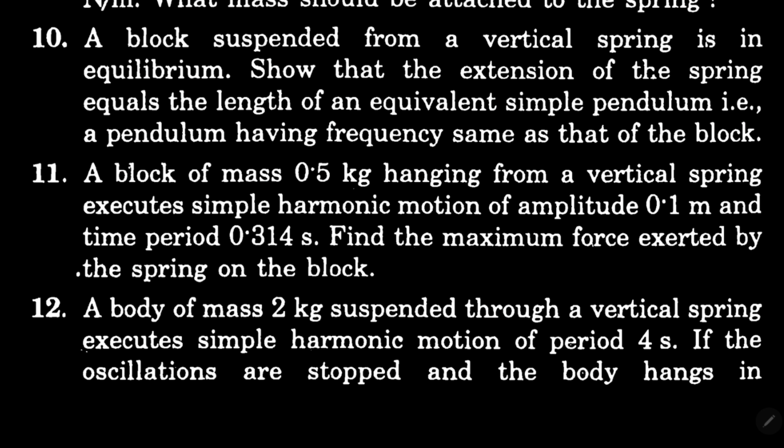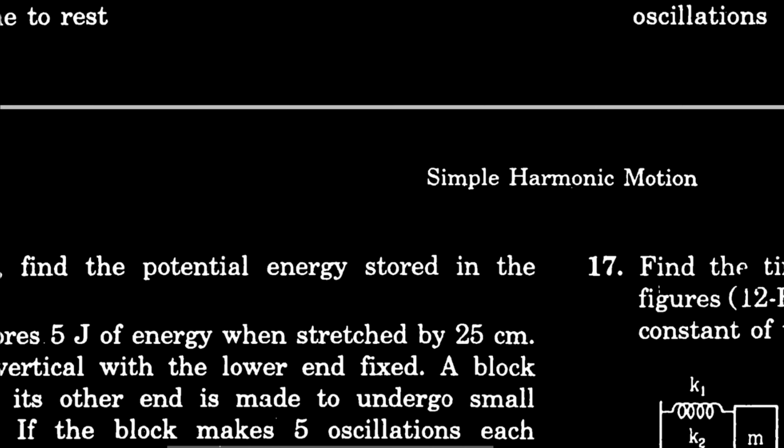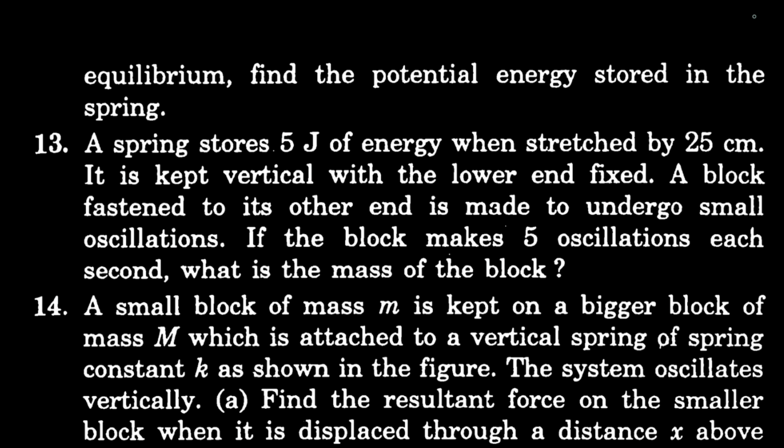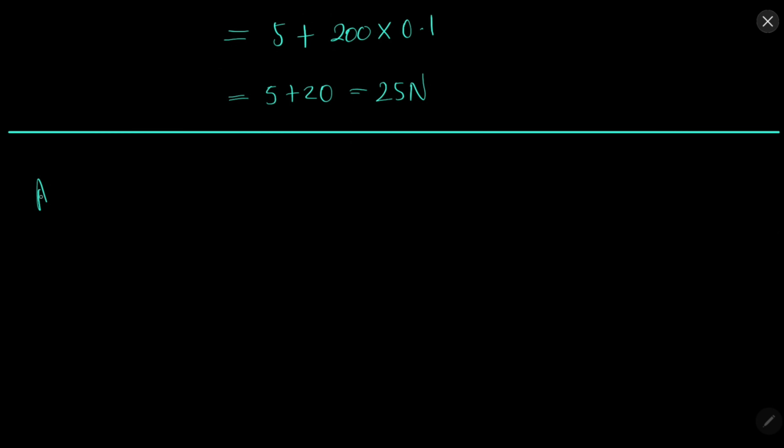In question 12, a body of mass 2 kg is suspended through a vertical spring. It executes SHM. If oscillations are stopped, then we need to find the potential energy stored in the spring. Solution 12. So again, T is 2 pi root m over k. So from this equation we need to find the value of k.